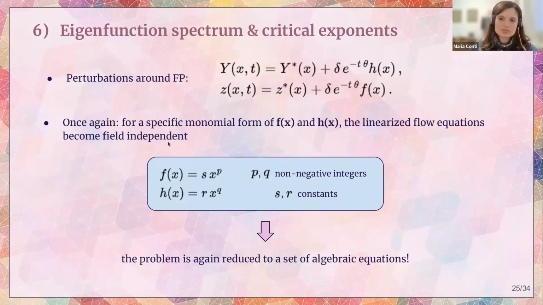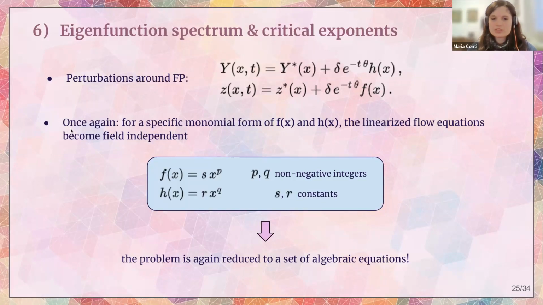What is even more interesting is trying to understand what happens to the critical manifold. Okay, and this we do by studying perturbations around the fixed point. So as you can see, we create these perturbations, which we call H and F, related to the dimensionless potential and dimensionless renormalization function, respectively. And these are the fixed point coordinates, if you want. So you take these, you plug them into those differential equations, and what happens? Well, this is what happens.